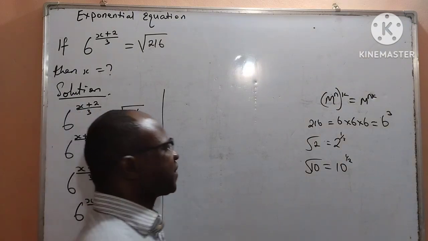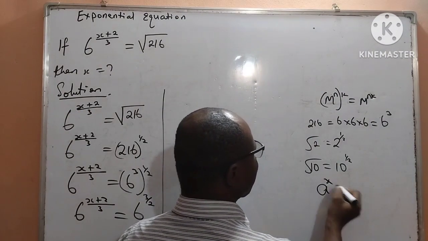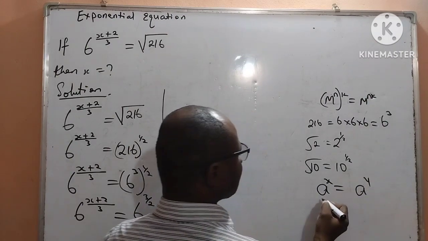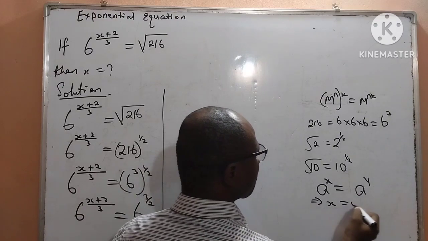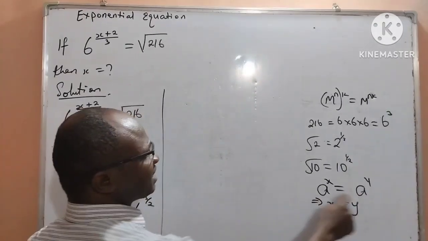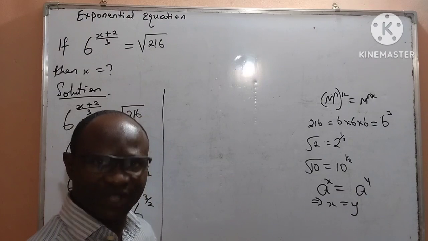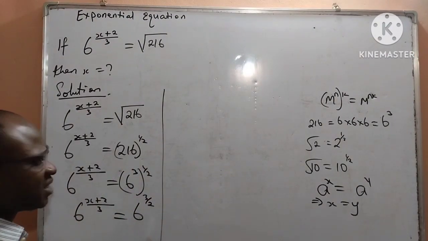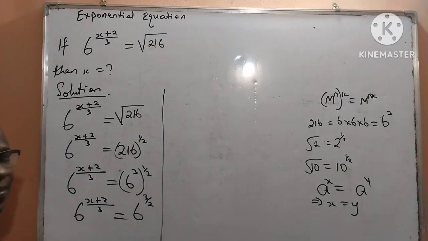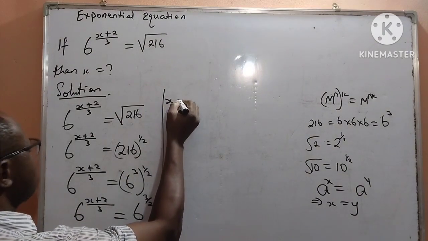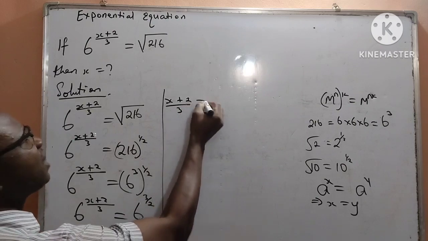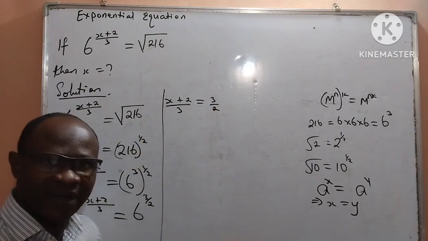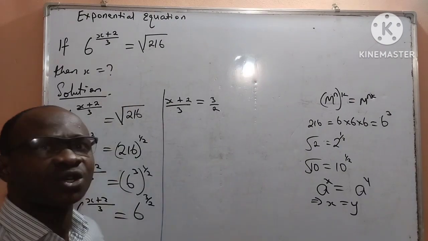Now, by law of indices, if I have a raised to power x equal to a raised to power y, it implies that x is equal to y. That means when the bases are the same, the powers automatically become equal. So we apply that here. The base on the left is 6 and the base on the right is 6. Therefore, the powers become equal, meaning that (x plus 2) all over 3 will now be equal to 3 all over 2.